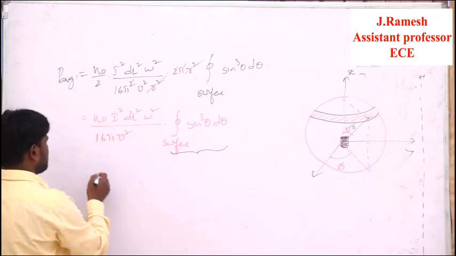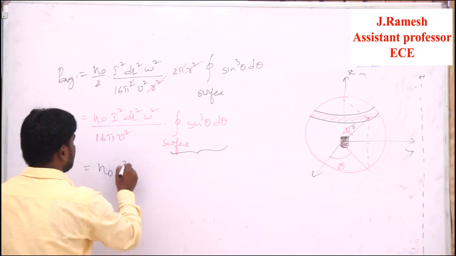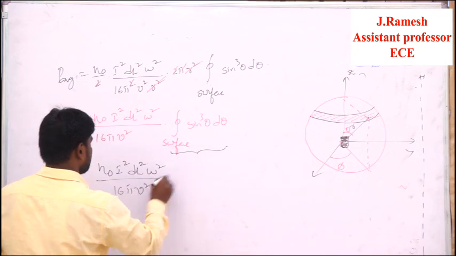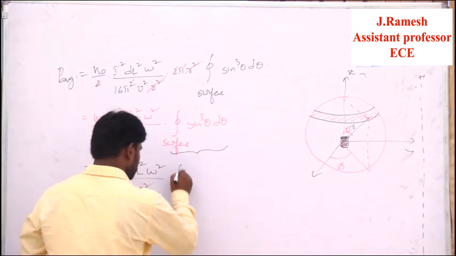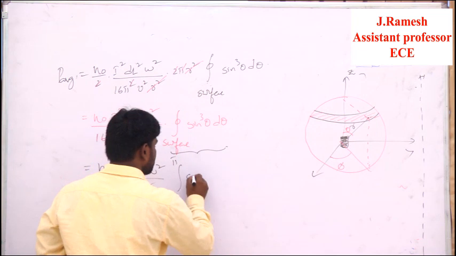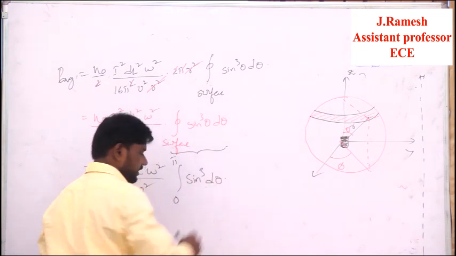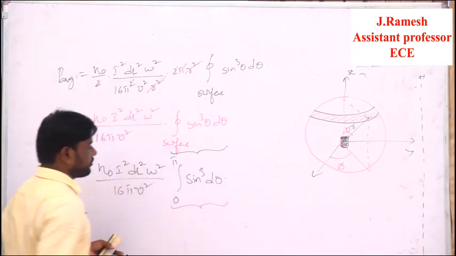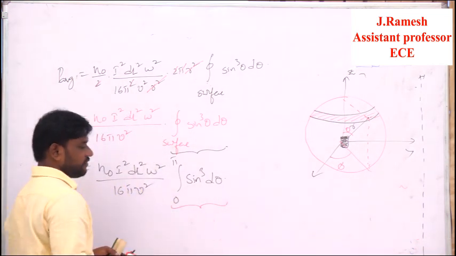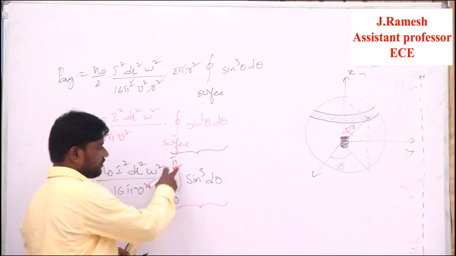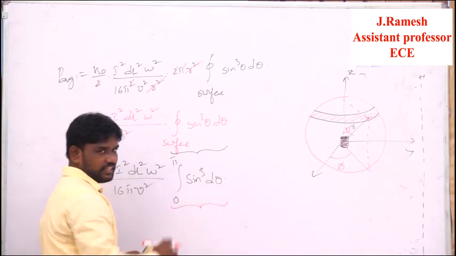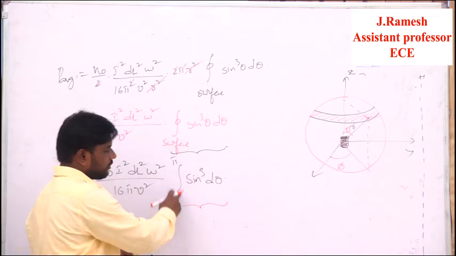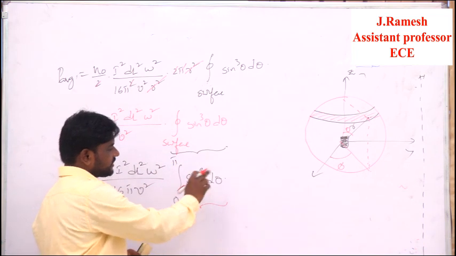So now what is this integral? I can write η₀ I² dl² ω² / (16π v²) times the integral from 0 to π of sin³θ dθ. But we have our expression for the integral of 0 to π of sin³θ. We have the property of the integral from a to b of x(t) dt: just add the upper limit and lower limit and take the minus of theta.